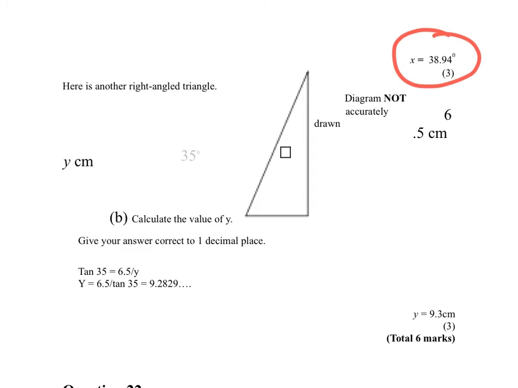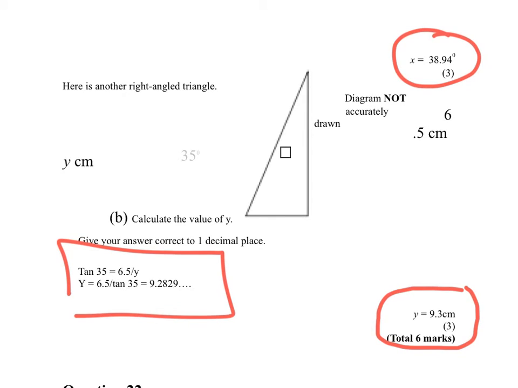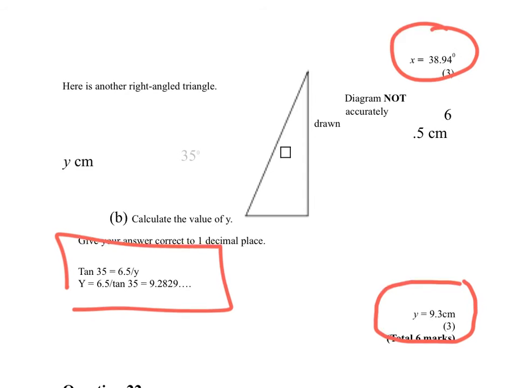There's another trick question here. I don't know why this is all messed up. It looks like, well, let's just give you the answer. So y equals 9.3, and there's your working out. Sorry, it's distorted on my tablet.